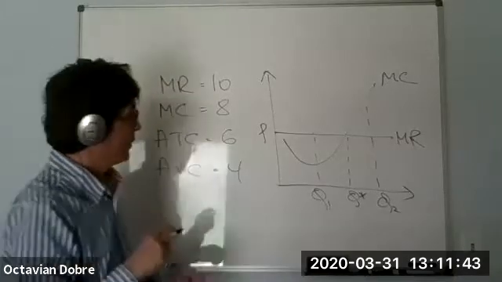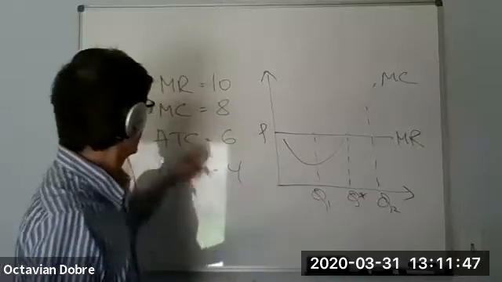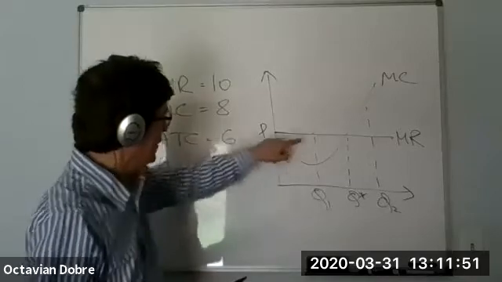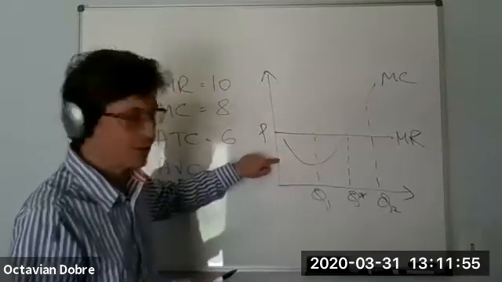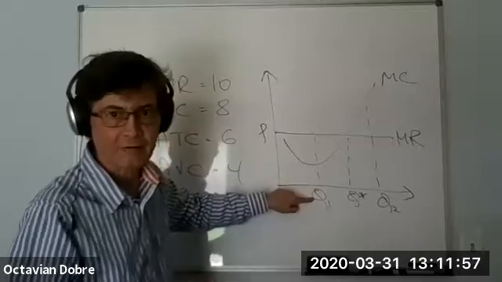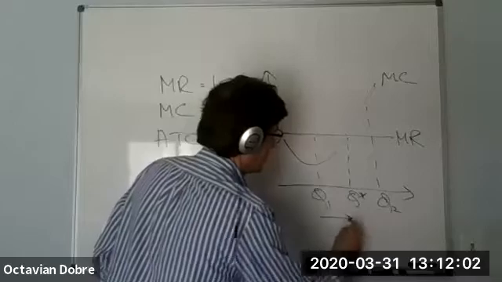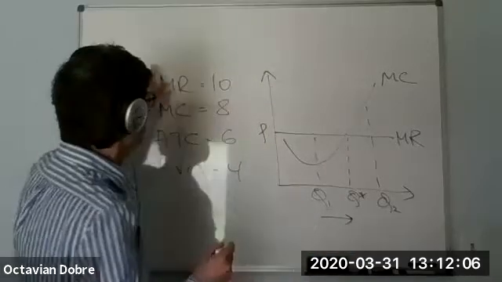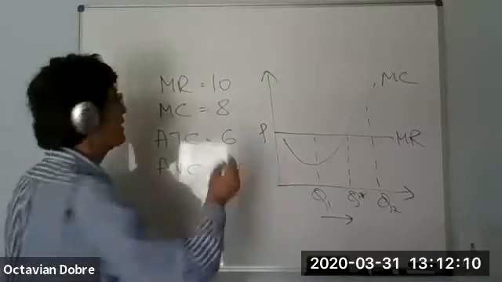Well, let's see. Which one is greater, marginal revenue or marginal cost? Marginal revenue is 10, marginal cost is 8. So we must be here. And if we are here, what do we want to do to the output? We want to increase the output to move to Q star. So in this type of problem, the answer is, what should we do? Increase output.